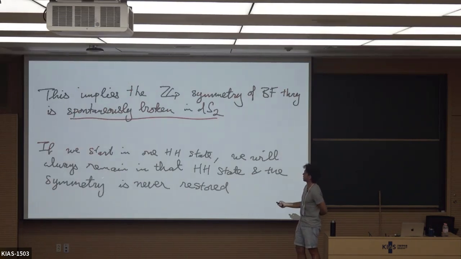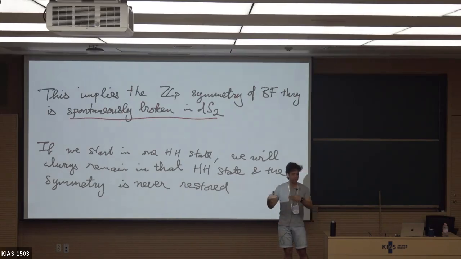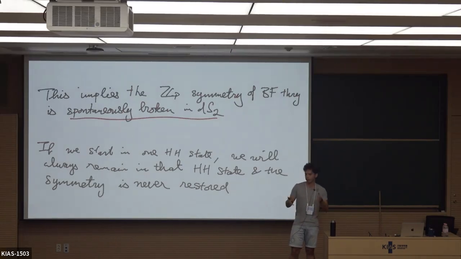So what this means is if we start with the Hartle-Hawking state, we'll always remain in the Hartle-Hawking state, and the ZP symmetry will never be restored. You'll never populate the other ones because the Hamiltonian doesn't mix between these states. The Hamiltonian is 0. The Hamiltonian never mixes between these states, and the symmetry is spontaneously broken. That is precisely the definition of spontaneous symmetry breaking.